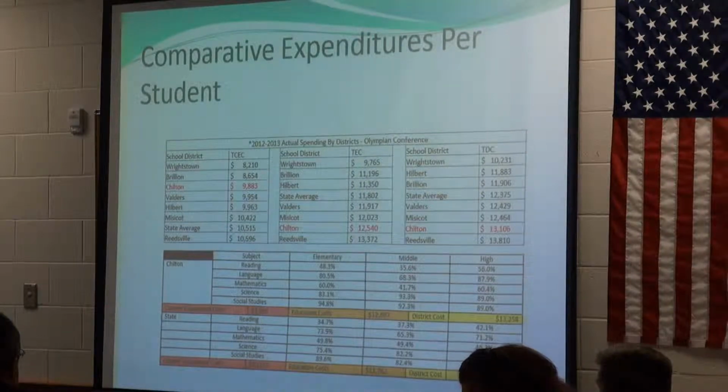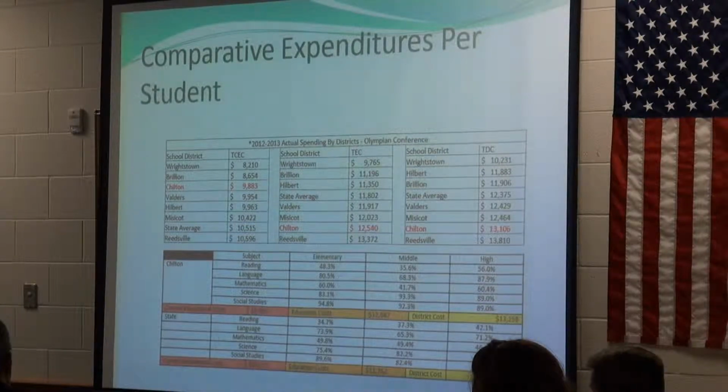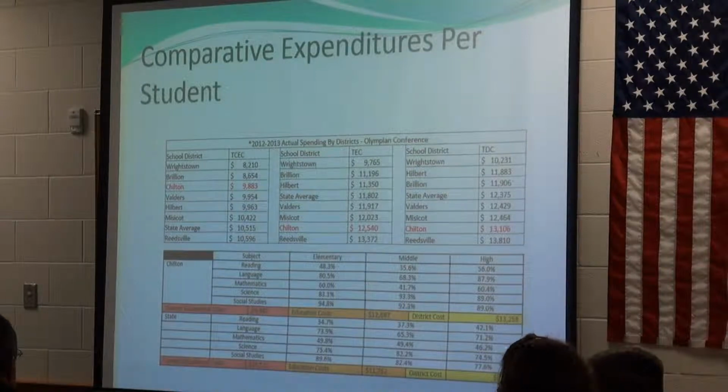This information ties costs to our performance. Chilton continues to educate students, and that's the TCEC column, at a cost below the state average, while outperforming the state by 10 to 15 percentage points on the WKCE testing. It is only due to our brick and mortar expenses that our spending becomes higher than the state average.